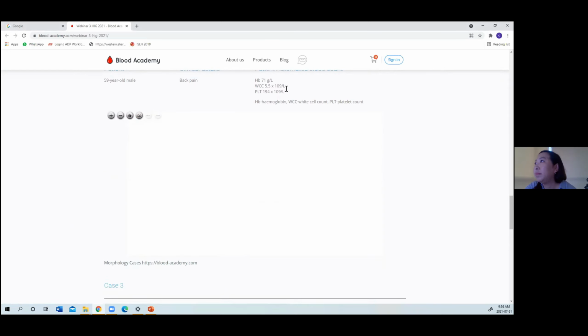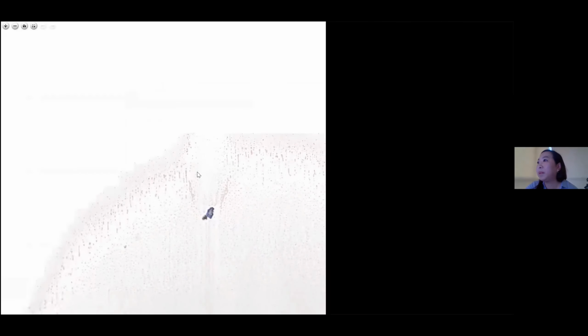As you see here, this patient has anemia, quite marked anemia. And let's look at the blood smear. So I'm going to zoom on this. All right, now we are in focus.